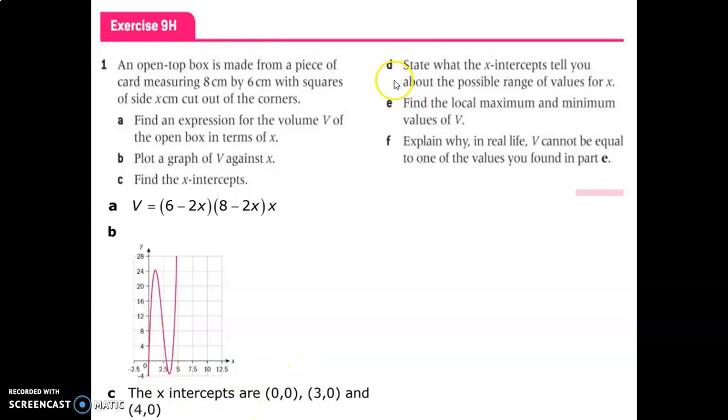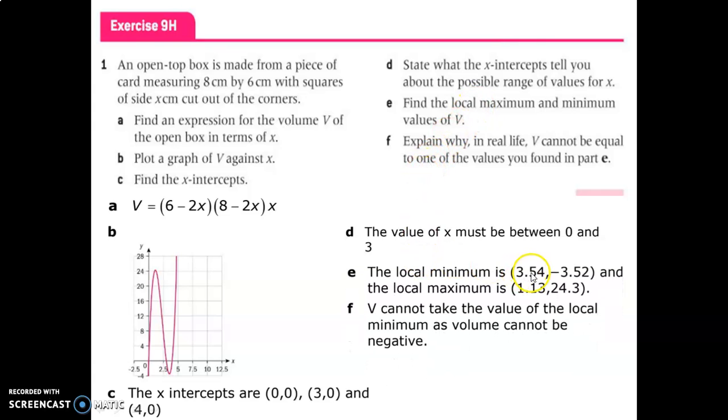Okay, D, what do the x-intercepts tell you? Well, what do they tell you? Okay, the x values must be between 0 and 3. So just like we had here, if you go beyond 3 for x, this will become a negative number, and then it's not valid anymore. Okay, what's the maximum minimum points? They are these values. Hopefully you could find those on your graph. And finally, please read what it says for f.